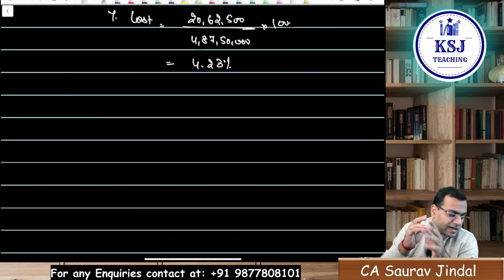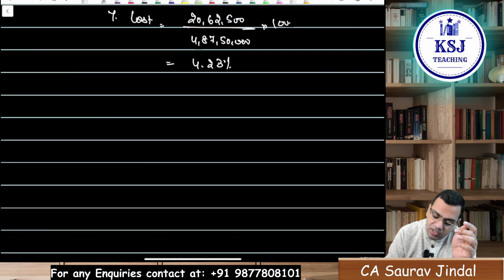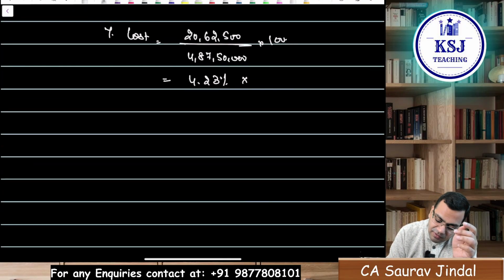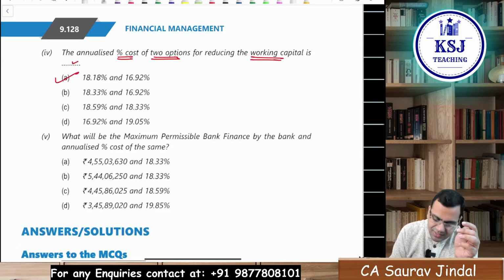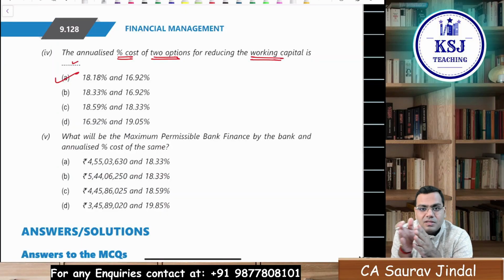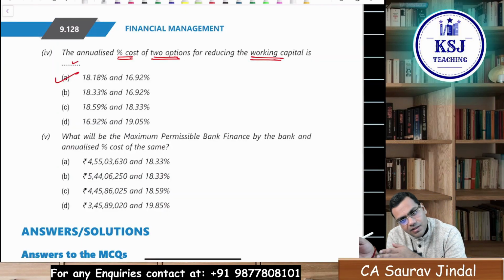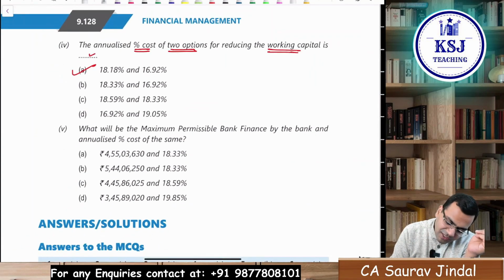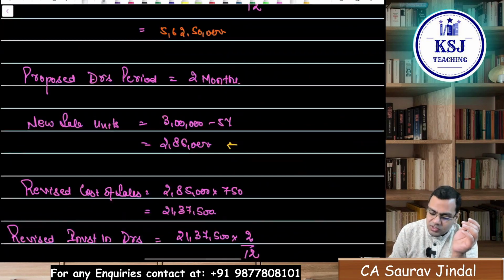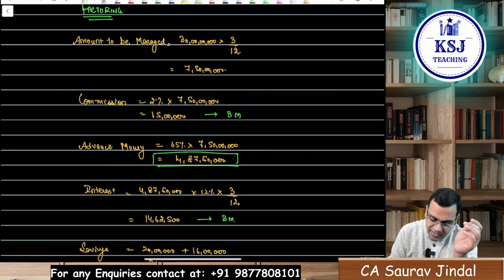If I want to calculate the annualized cost, what will I do? I'll multiply it with 4. That comes to 16.92%, right? Why 4, sir? Sir, 3 months, 3 months, 3 months, 3 months, quarterly, right? So option A, 16.92%. So this is regarding your factoring part.